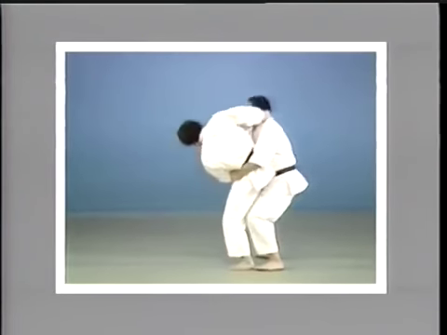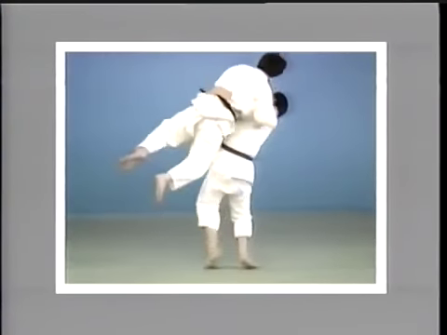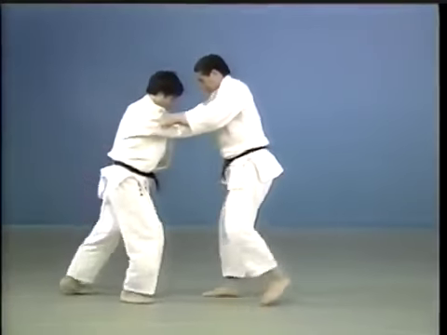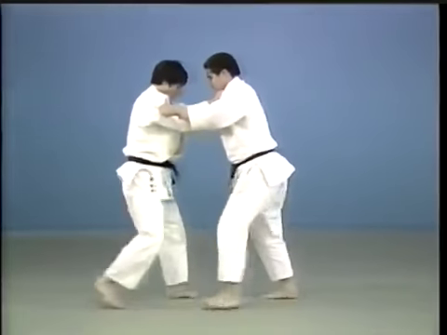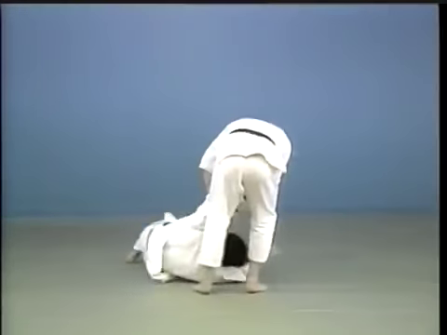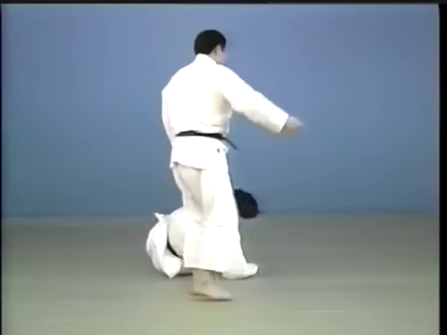Utsurigoshi. Utsurigoshi is a kind of technique used when your opponent attacks with Koshiwaza, to raise him up and throw him on your hips.